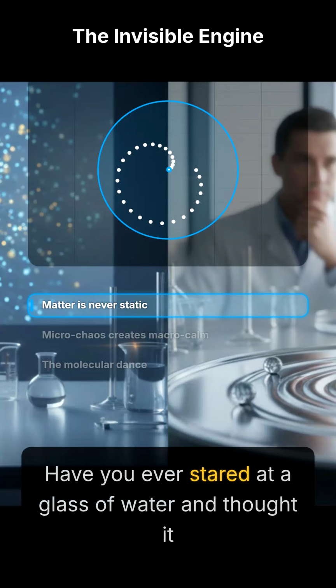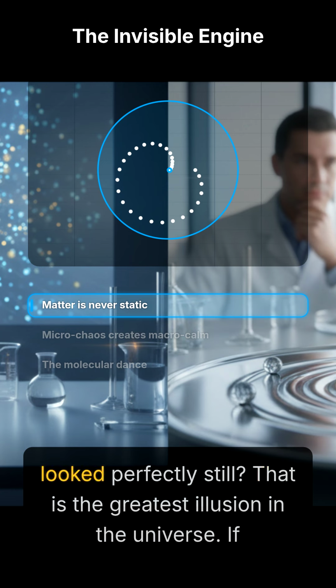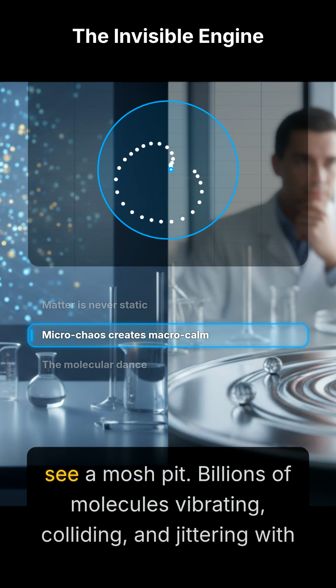Have you ever stared at a glass of water and thought it looked perfectly still? That is the greatest illusion in the universe. If we could shrink down 1 billion times, we wouldn't see serenity. We'd see a mosh pit. Billions of molecules vibrating, colliding, and jittering with frantic energy.